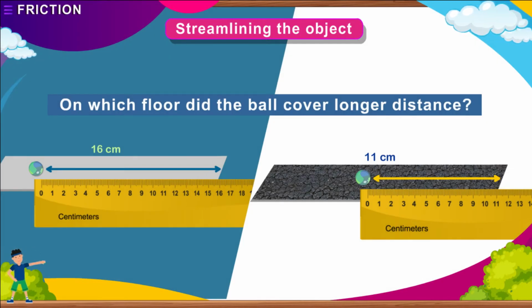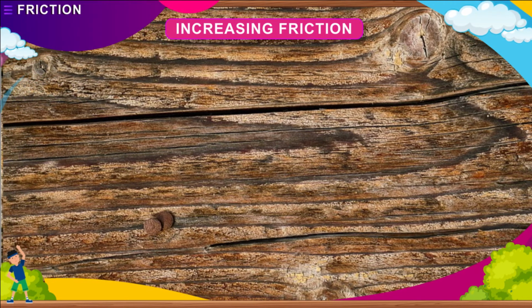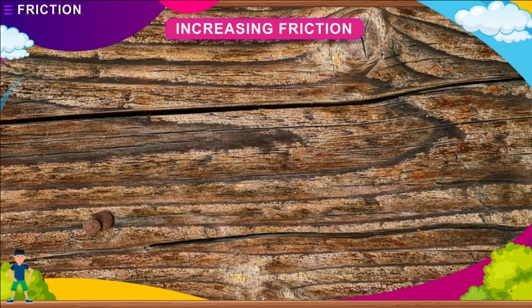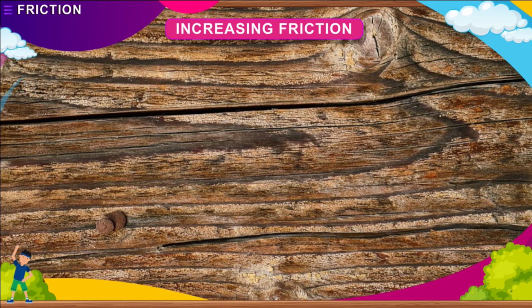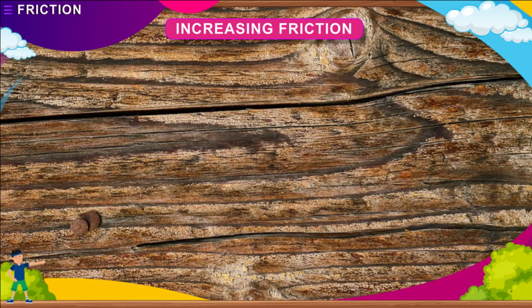It will cover a larger distance on the cemented floor because the frictional force between the cemented floor and the ball is less. So, we can conclude that friction depends upon roughness or smoothness of the surface in contact and vice versa. Increasing friction. At times, friction becomes a necessity. In such cases, we need to increase the friction, which is done in the following ways.